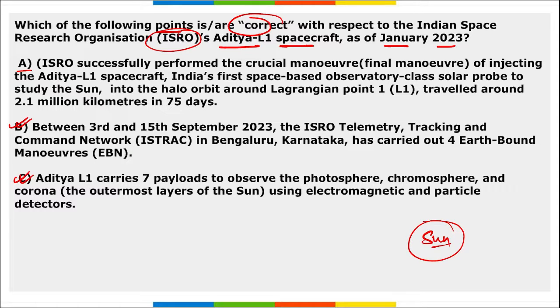Let's focus on A. A is saying that ISRO successfully performed the crucial maneuver of injecting the Aditya L1 spacecraft, India's first space-based observatory class, to study the Sun into the halo orbit of Lagrange point 1, traveled around 2.1 million kilometers in 75 days. Everything is right, it is just that it is not 2.1 million. It is actually 3.7 million kilometers, and it took around 126 days, not 75 days to reach there. Correct? Rest option B and C are correct.